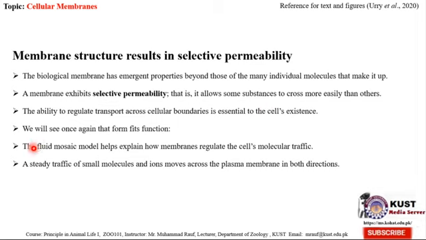The fluid mosaic model helps explain how membranes regulate the cell's molecular traffic. In our next lectures, we will discuss different types of movements across the plasma membrane, where you will see how the constituents of these membranes ensure the prime property of the membrane, which is selective permeability.